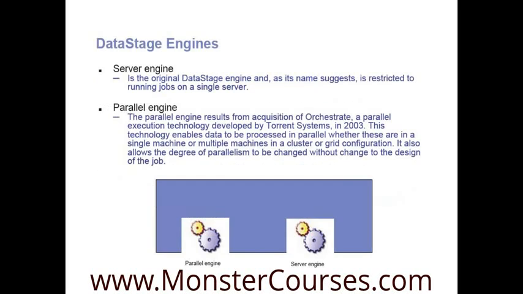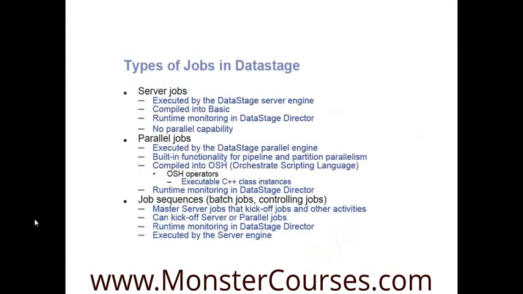As I said, we have IBM DataStage. It contains the server engine and the parallel engine. Why? Because some of the clients are still using server jobs for some operations. So when we are compiling and running, the server engine takes care of the server jobs, and our parallel engine takes care of all the parallel jobs. So the types of jobs here are server jobs, parallel jobs, and job sequences.